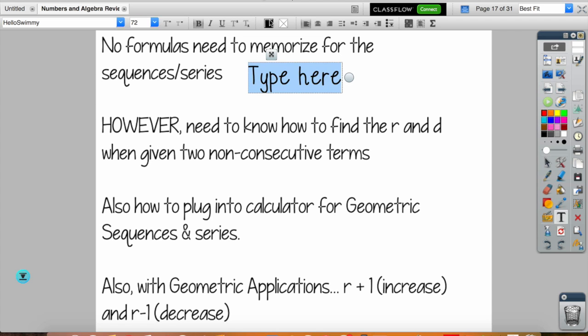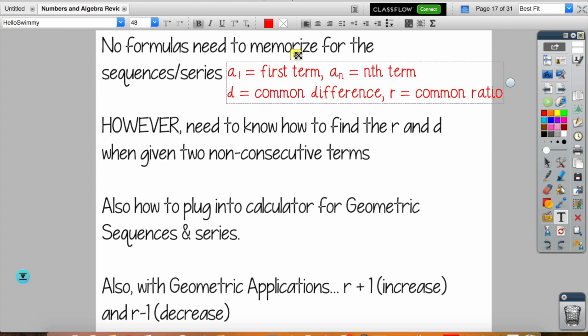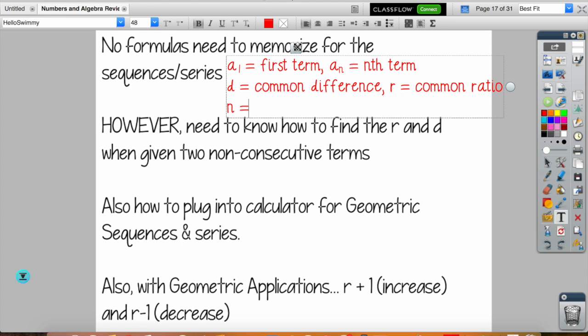Remember that when you're looking at the formulas in the reference book, a sub 1 is the first term of the sequence, okay? A sub n is the nth term of the sequence. You have D, which represents the common difference when you're looking at arithmetic sequences or series, and R is the common ratio. Okay, that's when you're looking at geometric sequences or series. And then, of course, N is the number of terms.